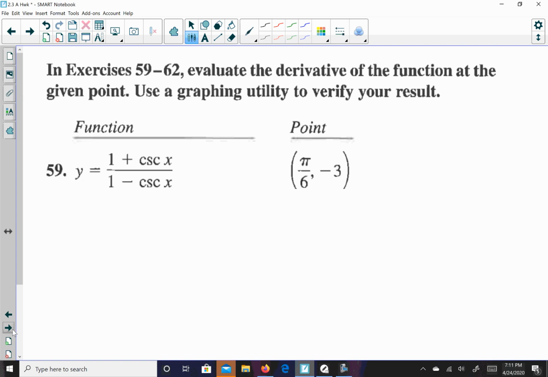Although I'm sure someone has told you that you can find a derivative on your calculator, you hit the menu and then calculus and then derivative at a point. And maybe in the next video I'll show you how to do that. But here we're just going to practice.